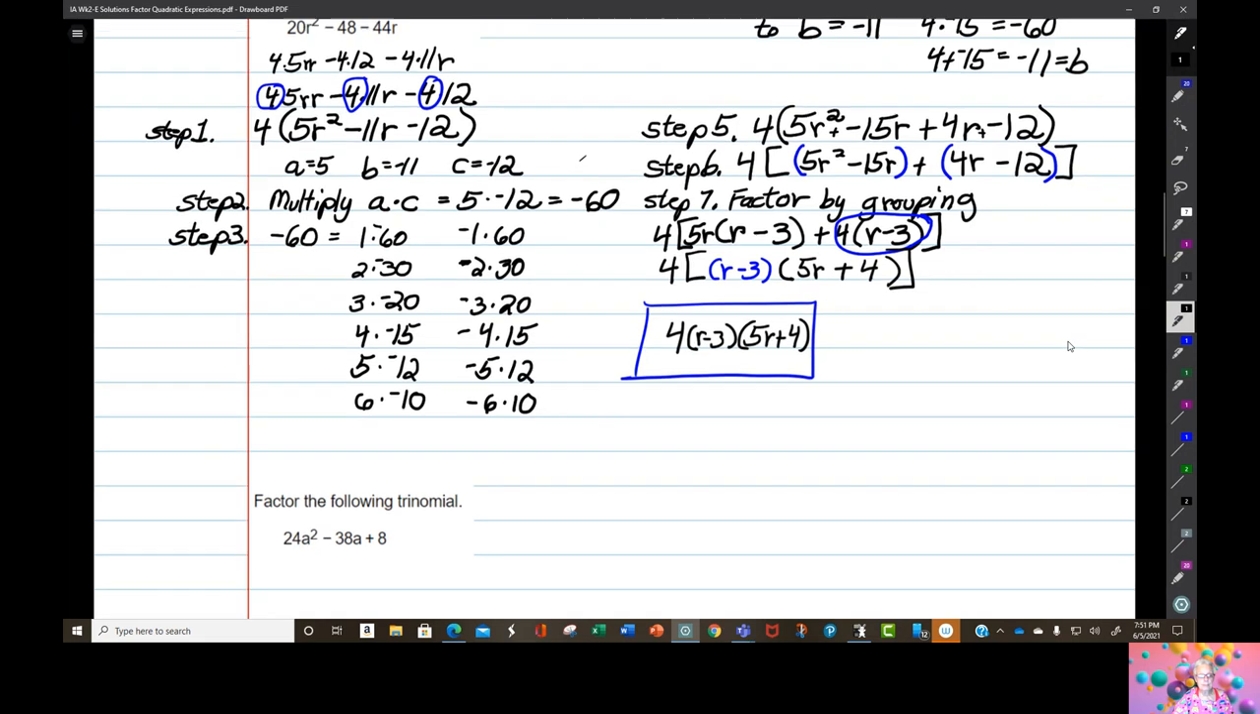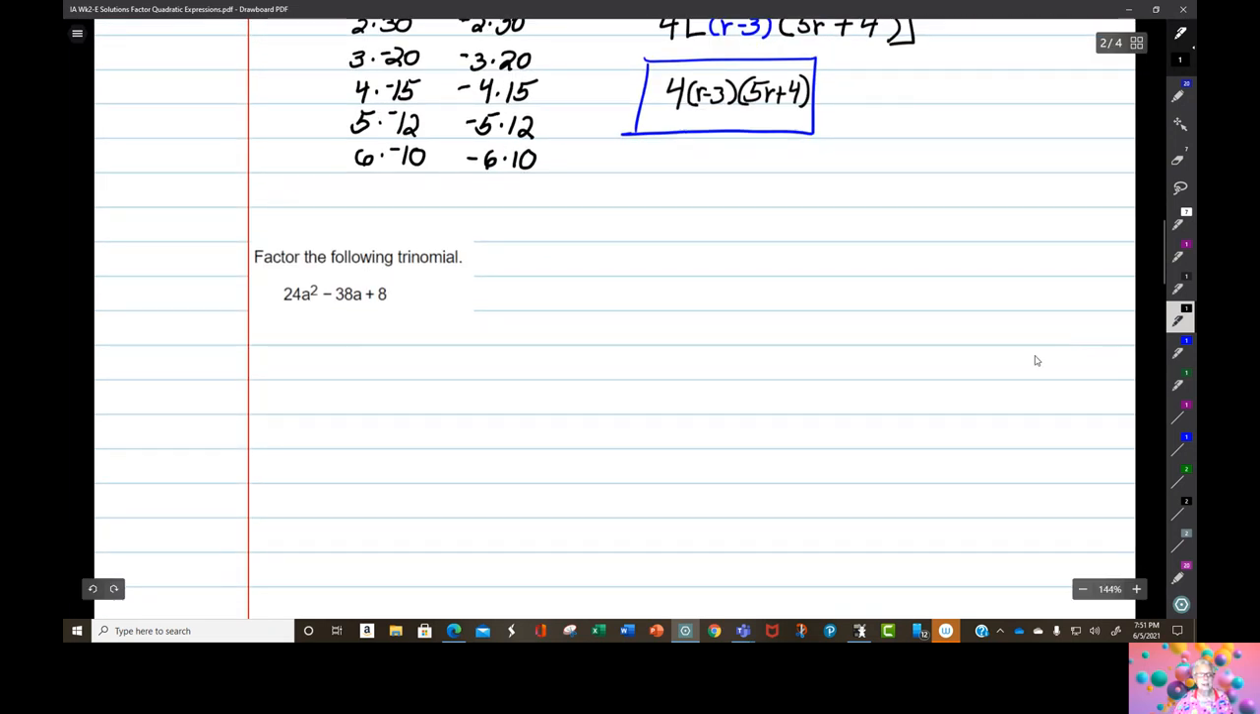Okay. Here we have another one. Step one. Pull out a GCF from 24a squared minus 38a plus 8. I was thinking it would be 4 again, because 4 goes into 24, and 4 goes into 8, but guess what? 4 does not go into 38. 4 goes into 32, 4 goes into 36, 4 goes into 40, but 4 does not go into 38, or negative 38. So I fear that 2 is going to be our GCF.